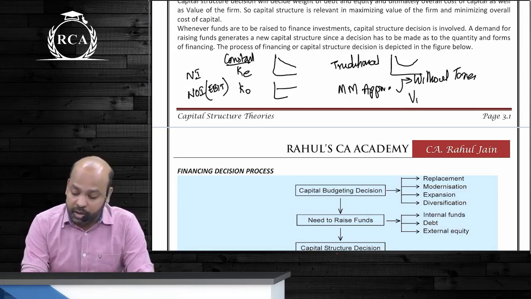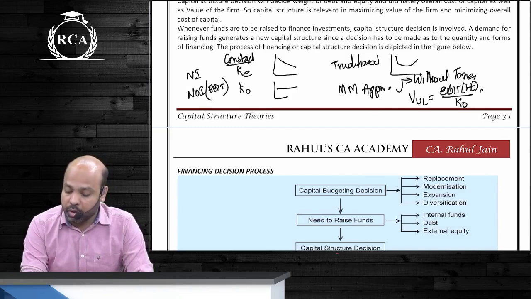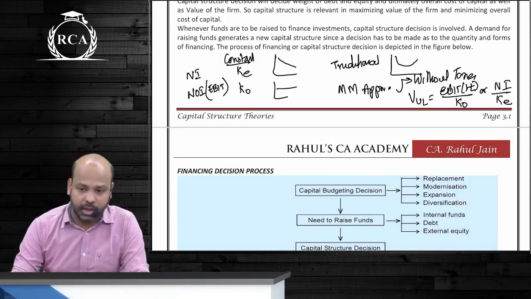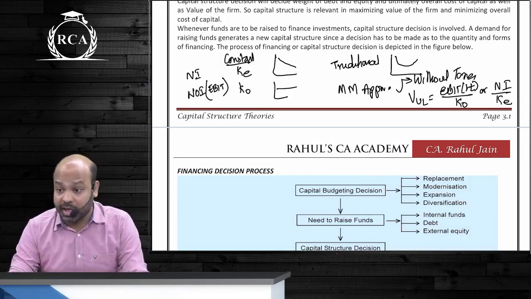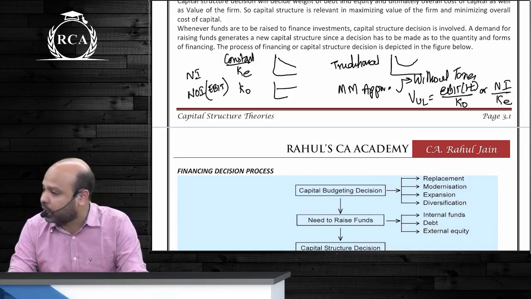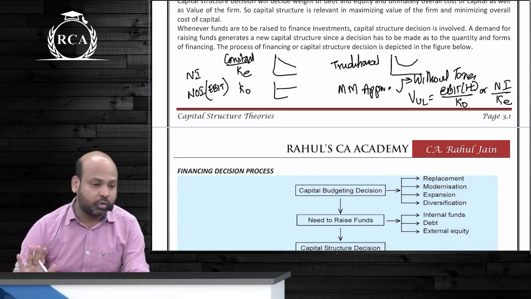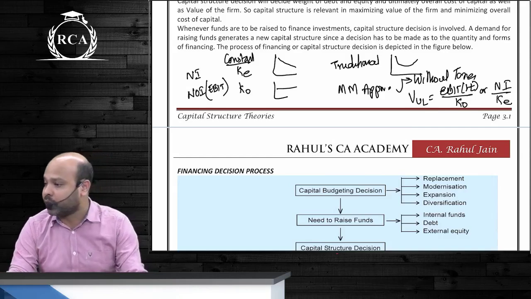To arrive at value of an unlevered firm, you can write EBIT into 1 minus tax rate by KO. Or this can also be written as net income by KE, because anyways there is no debt. But in the exam you're not going to write NI by KE because it is value of the entire firm. You're still going to write it as EBIT into 1 minus tax rate by KO. It is a different matter, both are the same because it is 100% equity.